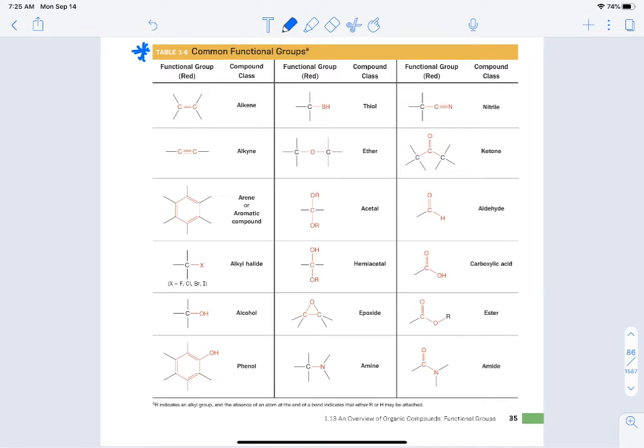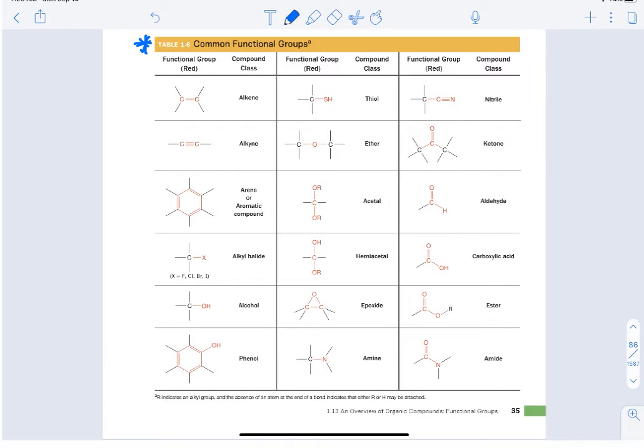Here is table 1.6 or 1-6 from your textbook. You need to memorize this table. You need to memorize these functional groups that are listed here. Now, what we are going to see, just a couple of things to note. Where you see an R designation, what this means is you either have an alkyl group or a hydrogen.